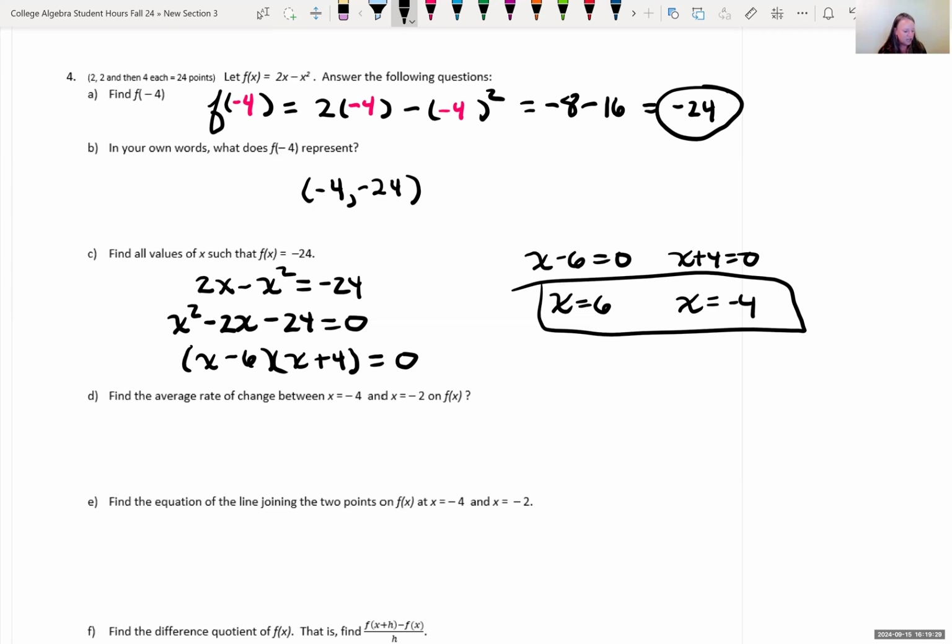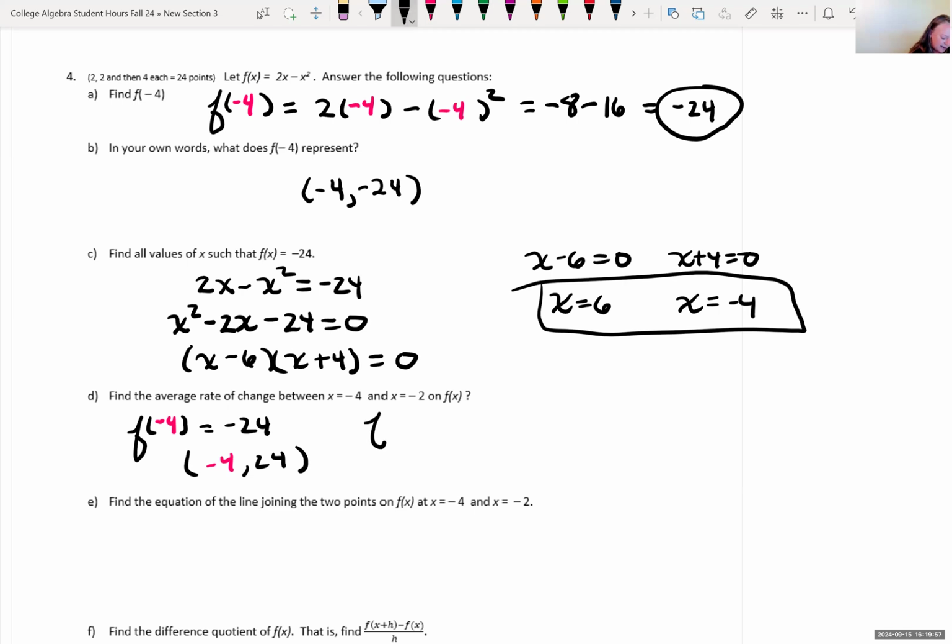Find the average rate of change between x equals negative 4 and x equals negative 2 on f of x. So I need to find the point when x is negative 4, and I need to find the point when x is negative 2. Well, above, we already found f of negative 4, and that was equal to negative 24. So I have a point here, negative 4, negative 24.